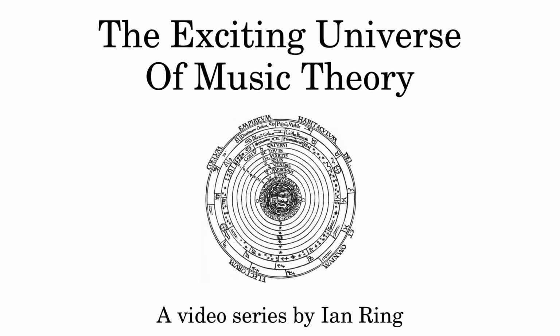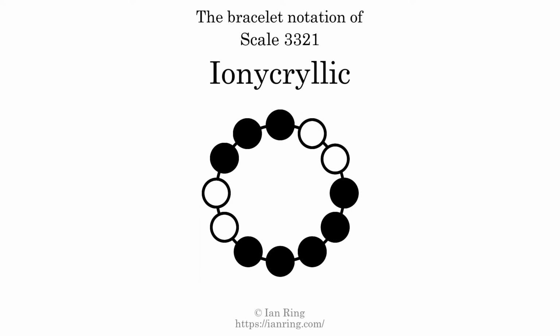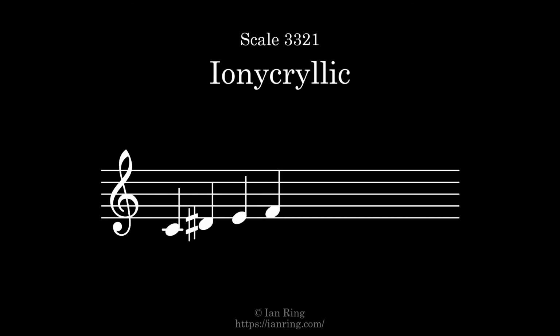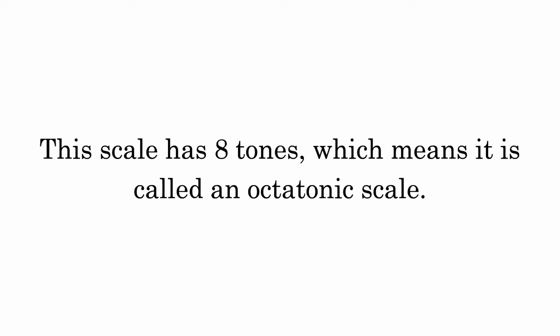Welcome to the exciting universe of music theory. Are you ready to learn? Then let's begin. Today we will talk about scale 3321, Ionycryllic, which sounds like this. This scale has 8 tones, which means it is called an octatonic scale.